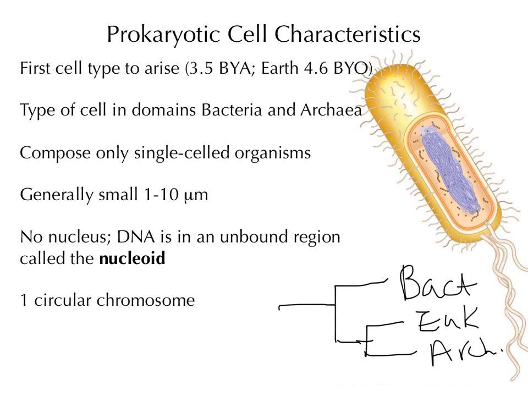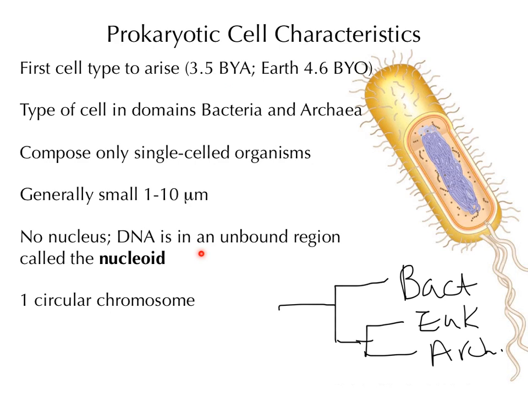They're the first type of cell to arise. The Earth, to remind you, is 4.6 billion years old. And so the prokaryotic cells, we start seeing evidence of them around 3.5 billion years ago. And remember, a billion years is 1,000 million years, so quite some time. All prokaryotic cells compose only single-celled organisms. They do have some kind of aggregate behavior sometimes. They signal between each other, and they can come together to behave as a unit, sort of, but we consider them single-celled. They're generally small, 1 to 10 micrometers.